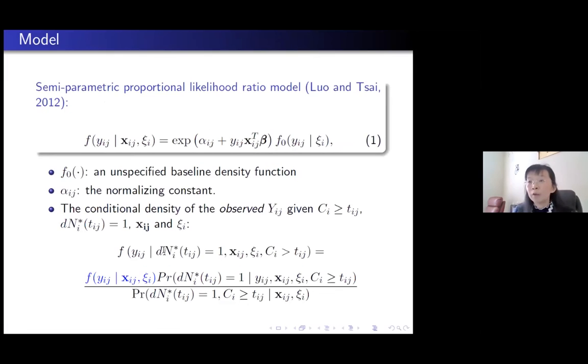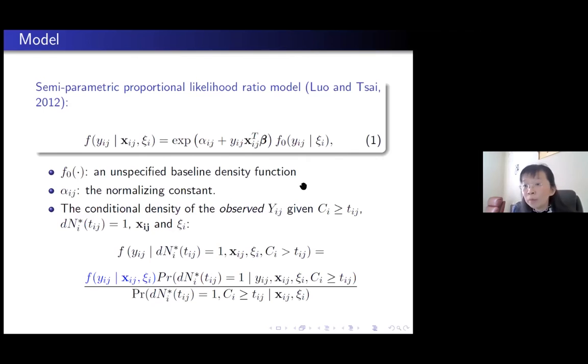Here, for the longitudinal outcome, we use a semi-parametric proportional likelihood ratio model and include subject-specific random effects in the baseline density function. The semi-parametric proportional likelihood ratio model is a generalization of the exponential family while leaving some parts of the distribution unspecified.